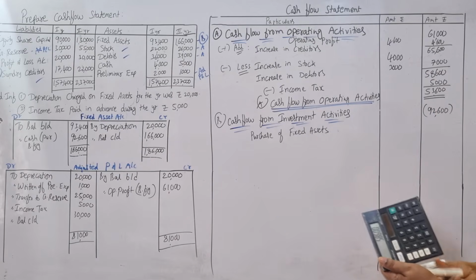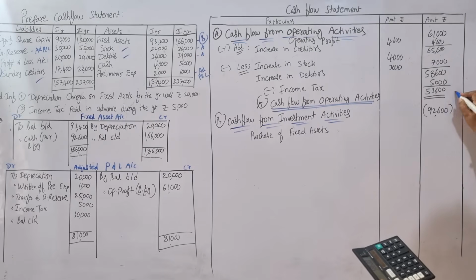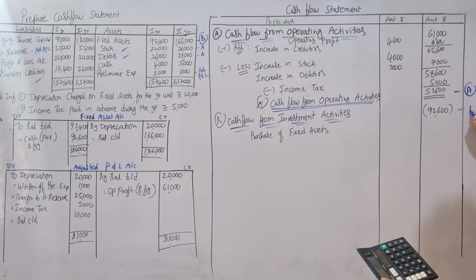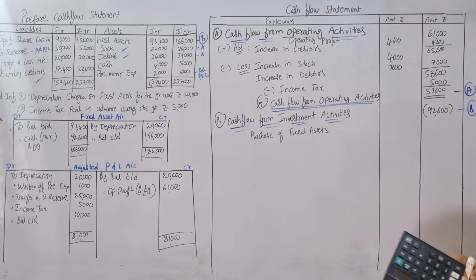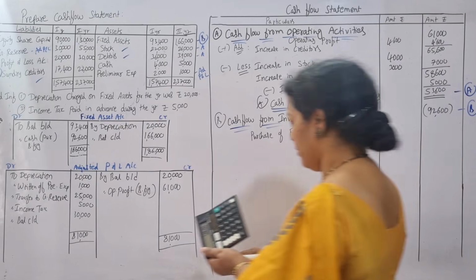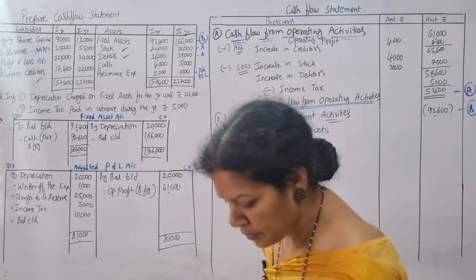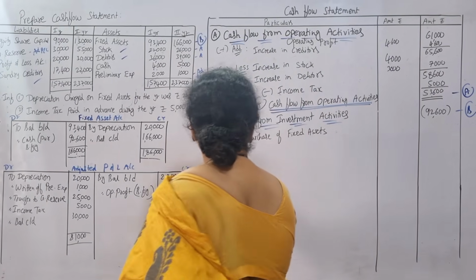So we got the first one, A bit, is this one, and B bit is this. Then cash flow from financing activities, C bit.